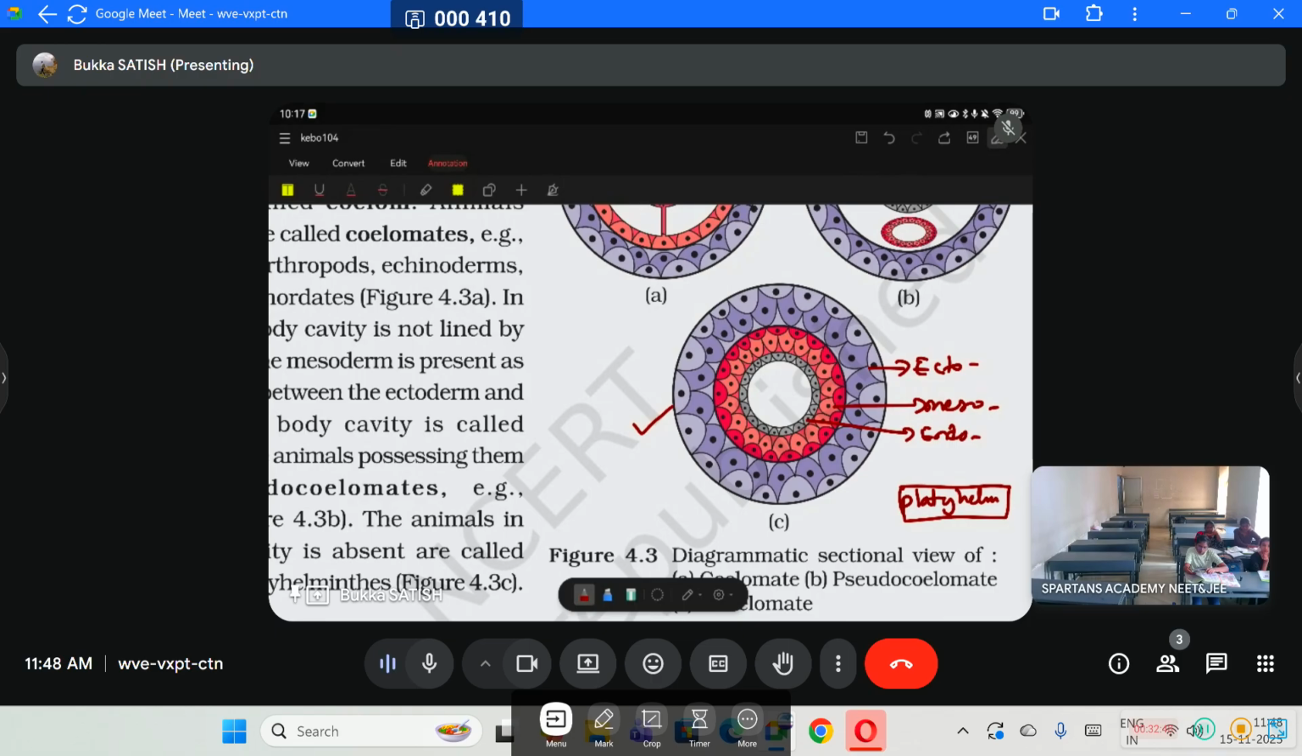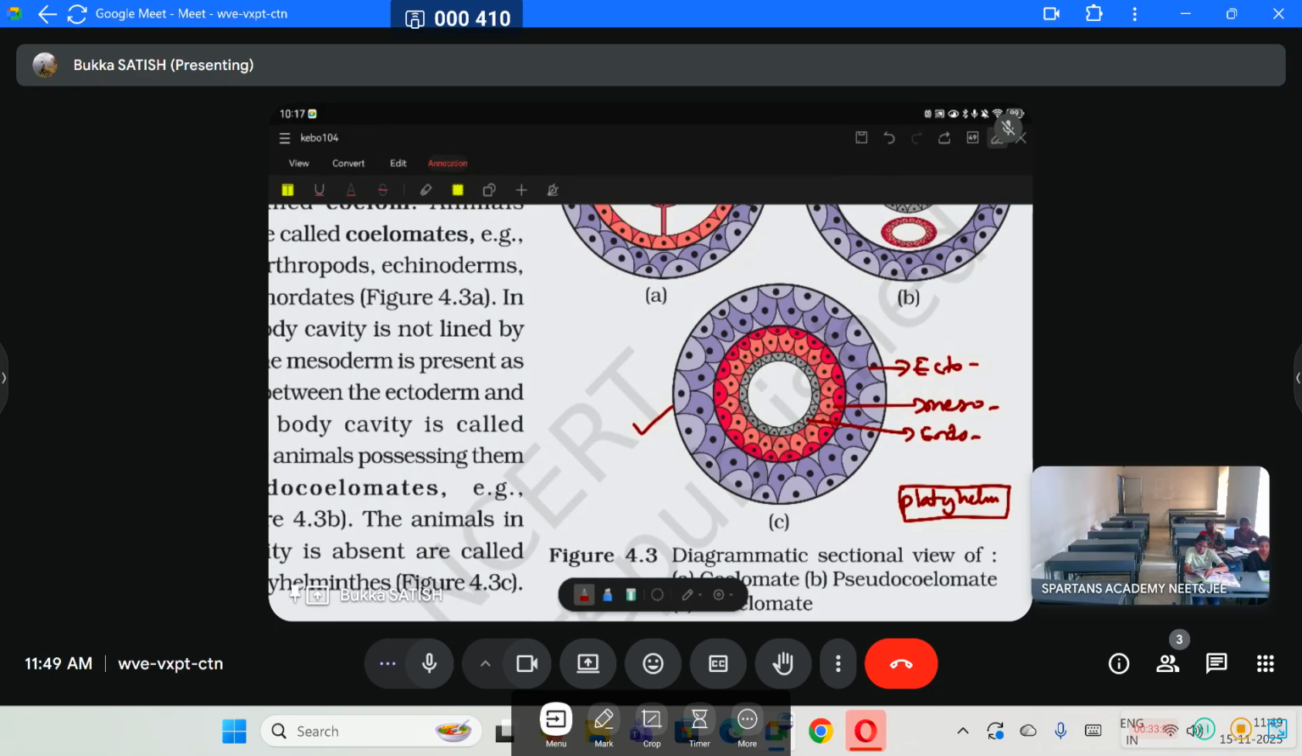Is it clear? Here, coelom is lined by the mesoderm on both the sides. Lined by means what? Mesoderm is actually defining the coelom. See this. Everything that is present between the mesoderms is what the coelom is. But here in this, inside the coelom, mesodermal pouches are present. Now, are you people following? Is it clear?